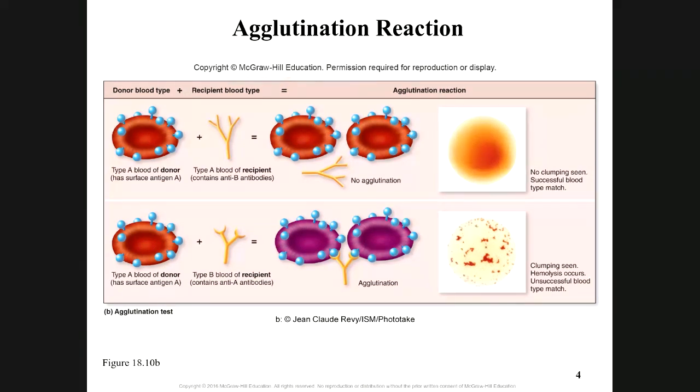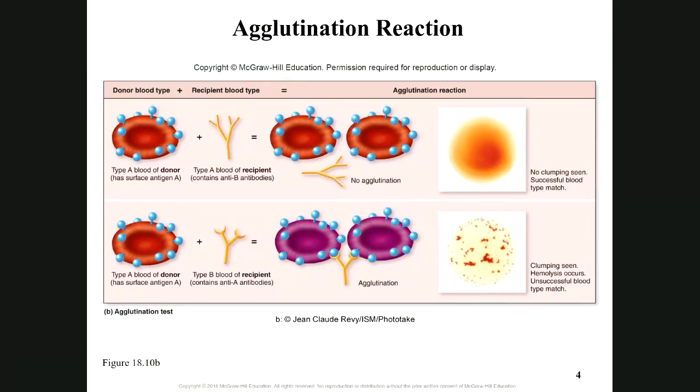So here we're using the example of type A blood of the donor. It has surface antigen A, and type A blood of the recipient does not have those antibodies. It has anti-B antibodies. And so those antibodies in the recipient's blood are not going to bind to these because they can't, they're not the same shape. And then we don't have any clumping as a result. None of those red blood cells are going to stick together and we have a successful blood match.